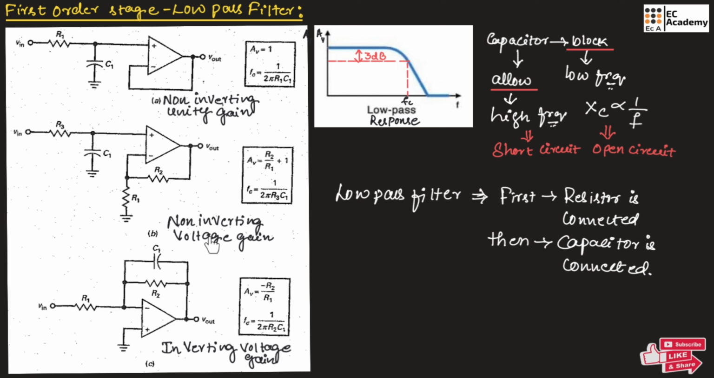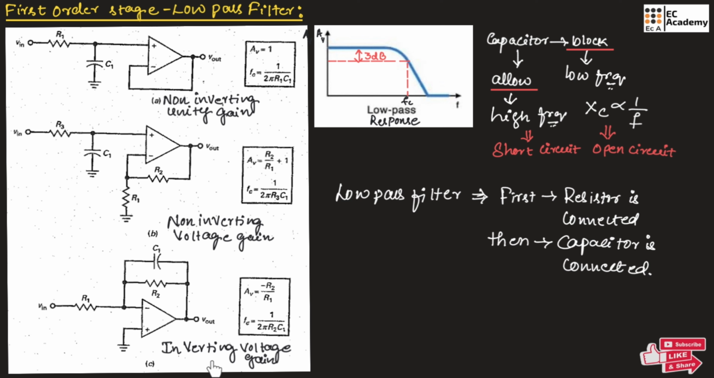Figure B shows the non-inverting voltage gain. So non-inverting voltage gain means it is a low pass filter where the resistor is first connected, then a capacitor is connected towards the ground. So the working is same. For low frequency, the capacitor will act as open circuit, and for high frequency, the capacitor will act as closed circuit. Since we are connecting the resistor across the feedback, the circuit will provide some voltage gain that can be given as R2 divided by R1 plus 1. The cutoff frequency can be found using the formula 1 divided by 2 pi R3 C1.